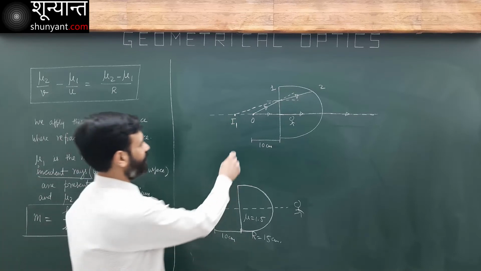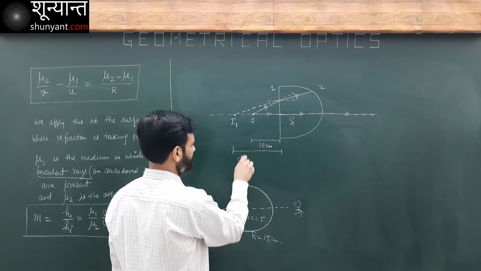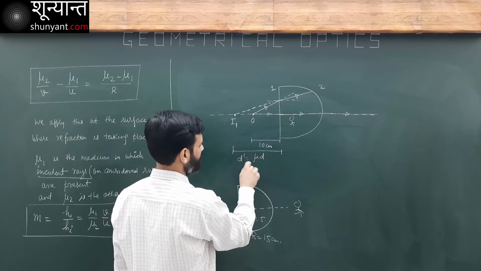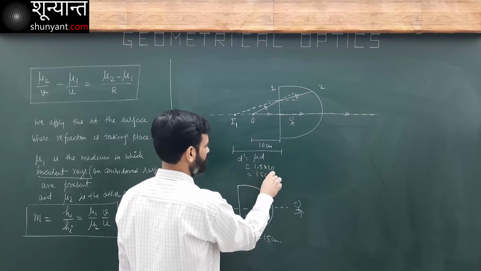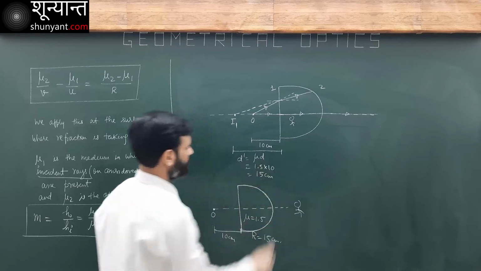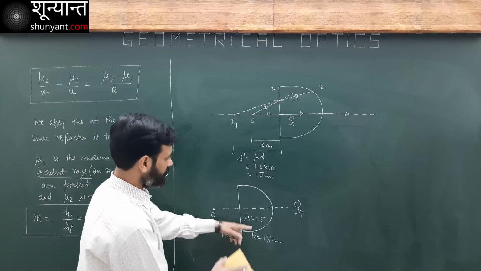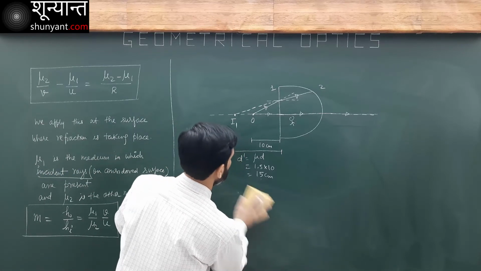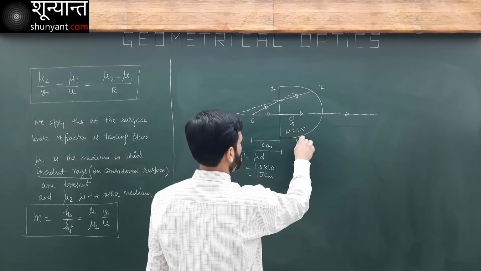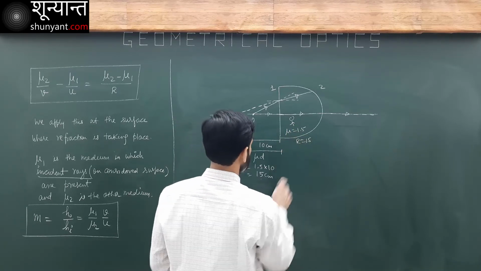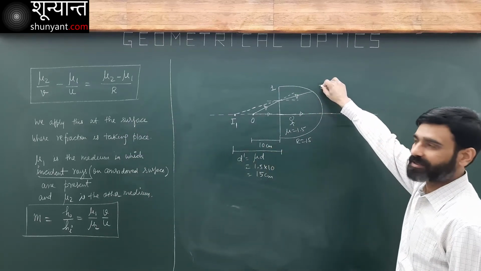Now, what will be this distance? It is nothing but apparent distance, d dash, which is mu times d, 1.5 times 10, it is 15 centimeter. Here mu is 1.5, and this distance is 15. Now, for this surface, this is surface 2.